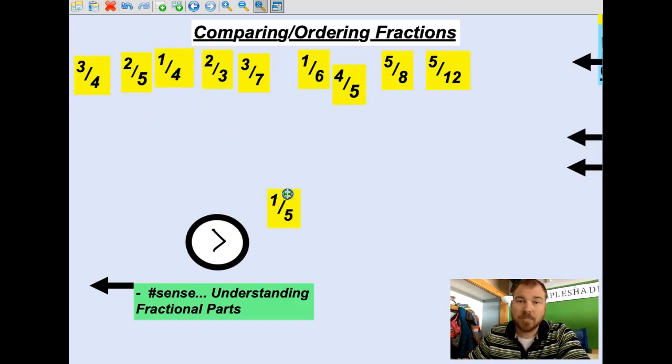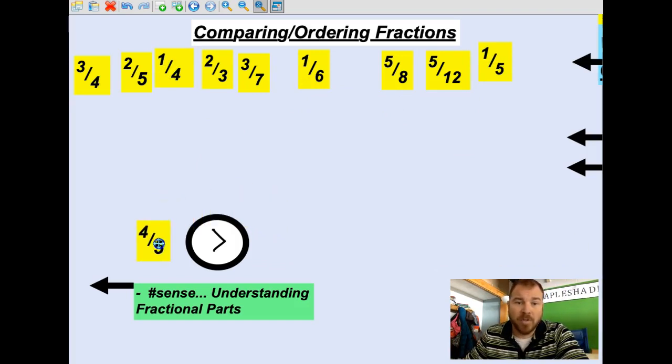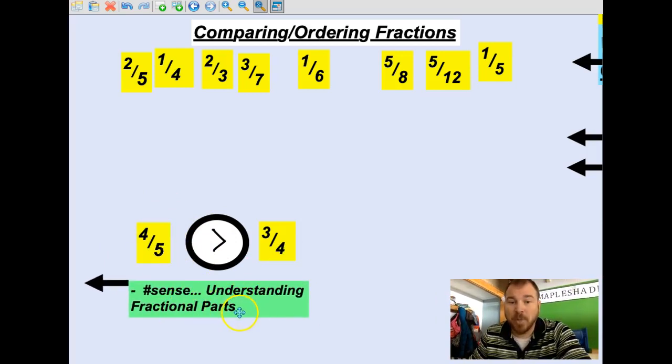I have 1 piece and 1 piece, and I know that fifths are smaller than fourths. Same could be said when I have 4 out of 5 being more than 3 out of 4. 4 out of 5 is only missing 1 piece to make a whole pizza, and 3 out of 4 is only missing 1 piece to make that whole pizza. I know that fifths are smaller pieces than fourths. Therefore, there's more of the pizza left over in 4/5. Okay, so my number sense or understanding of fractional parts would be a good explanation for this comparison.